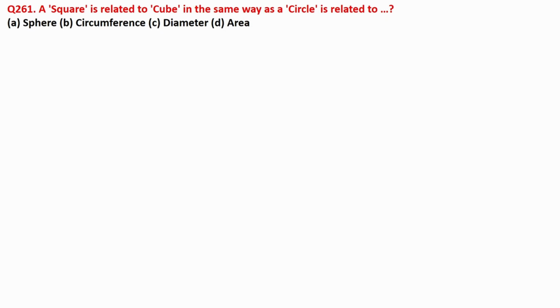See the next one. Square is related to cube in the same way circle is related to what? See, what is the relation? You just identify what kind of relation is given. A square is two-dimensional and a cube is three-dimensional. In the same way, a circle is a 2D representation, and the 3D representation of a circle is a sphere. You just find these relations, then you can apply them. Then only you can choose your answer: sphere.